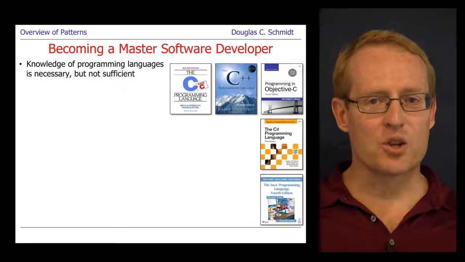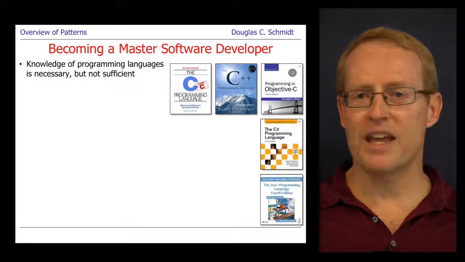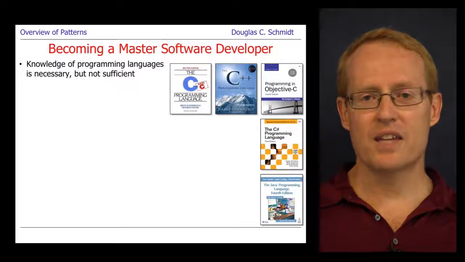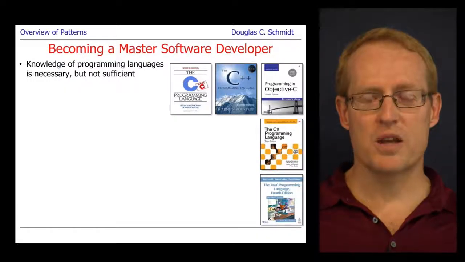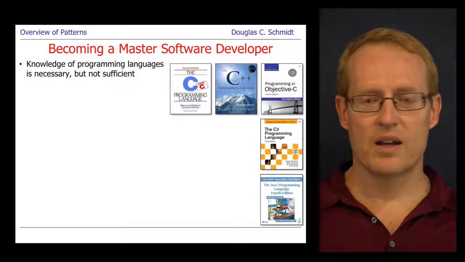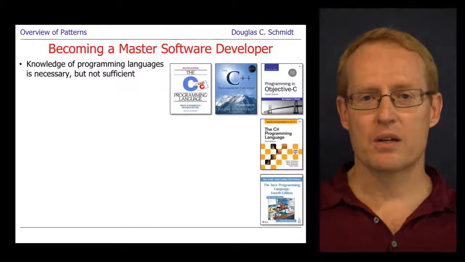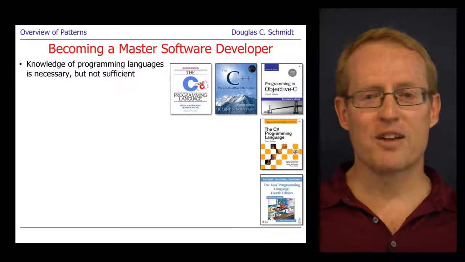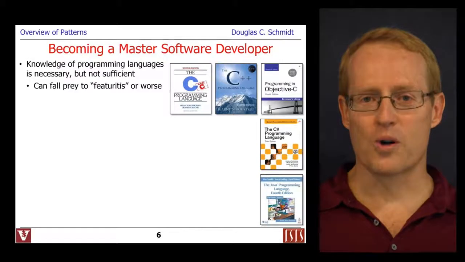If you were to take a look at the way that most universities teach people about programming and computer science and software, you might get the impression that the keys to success are knowledge of algorithms, data structures, and programming languages. I think it's important to have a tremendous amount of knowledge of those topics. But I think it's also important to keep things in perspective. Because if you're not careful, it's easy to fall prey to featureitis or worse.